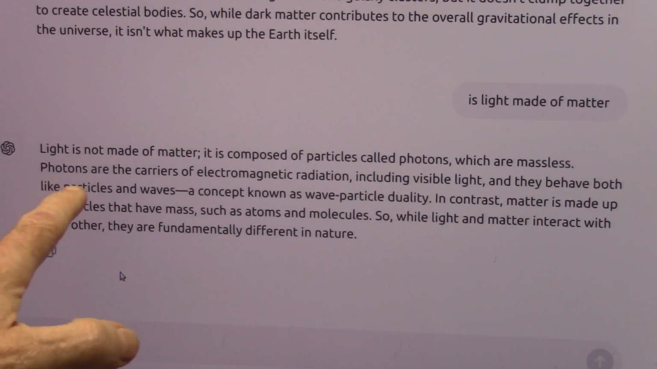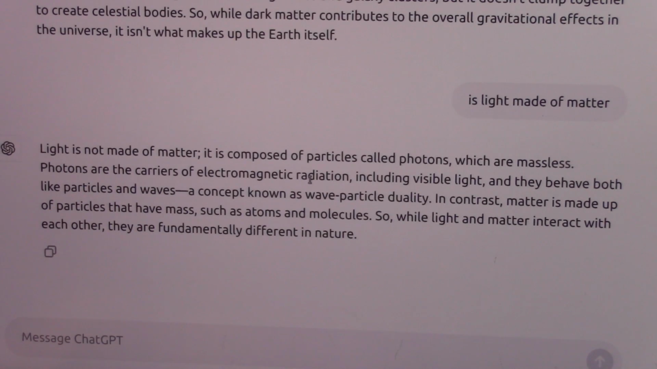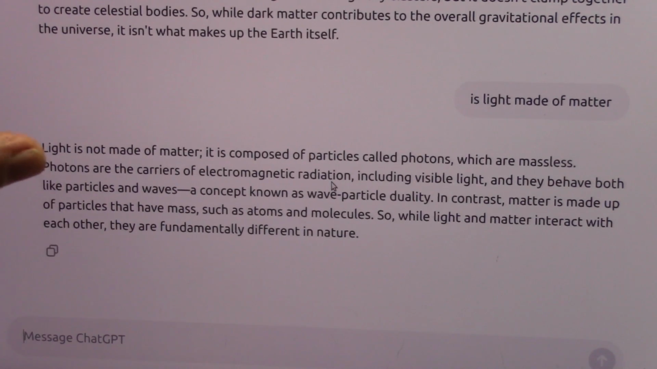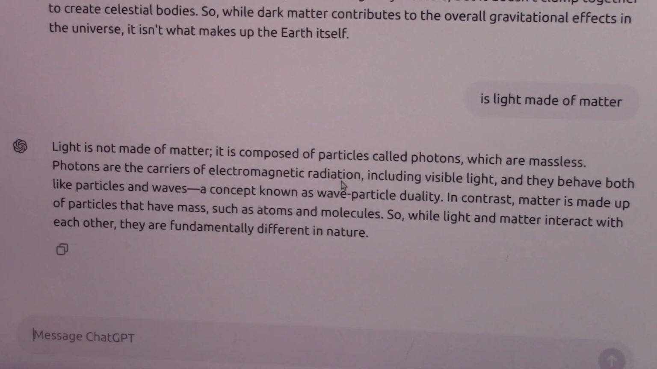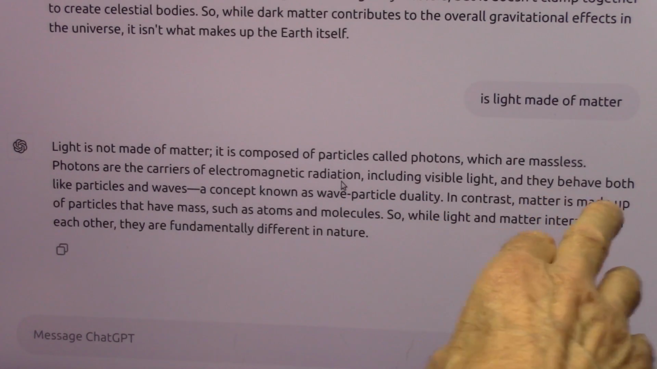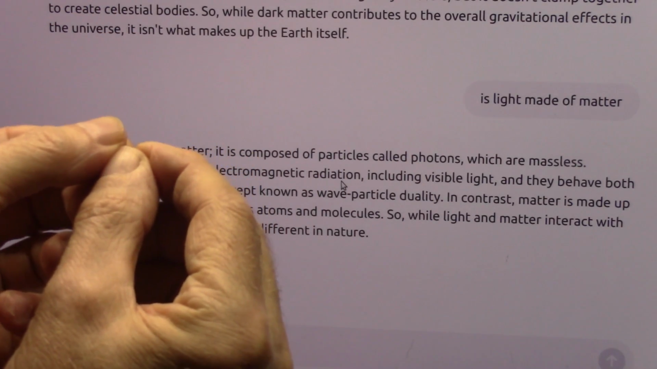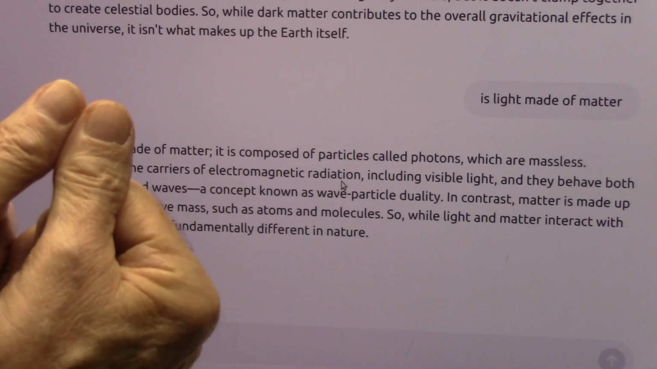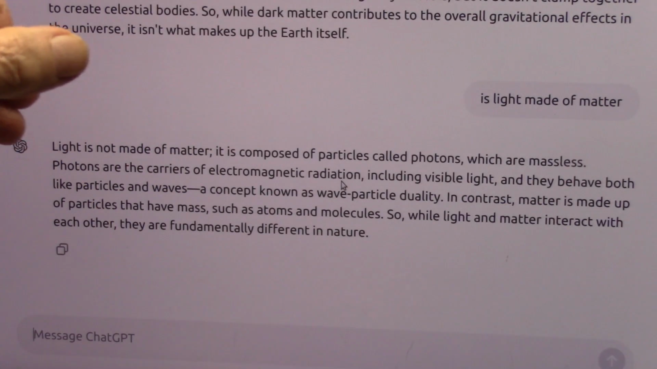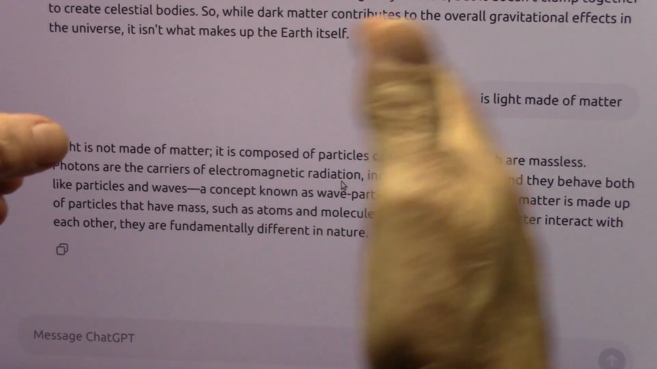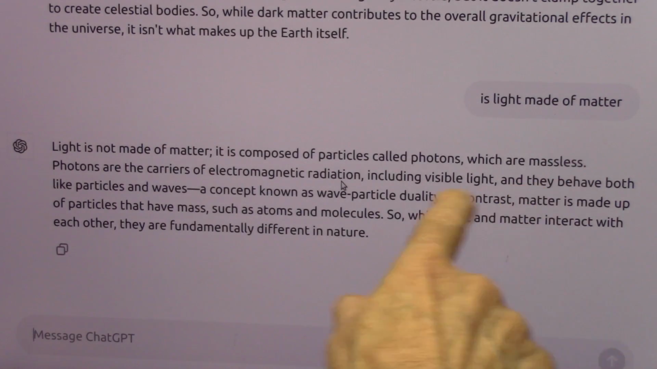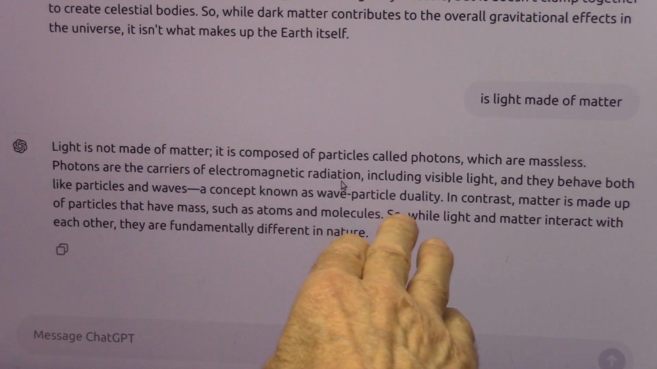This is not correct. Photons are the carriers of electromagnetic radiation. Well, yes, actually, the black part is the carrier. The white part is the electromagnetic radiation, which is visible light. They behave both like particles and waves, obviously, because it is a particle with a field surrounding it, creating a wake. It's just like having a motor in a boat going through the water. The boat is the particle, and the surrounding part of the craft creates the wave. Simple as that. They behave both like particles and waves, a concept known as wave-particle duality.